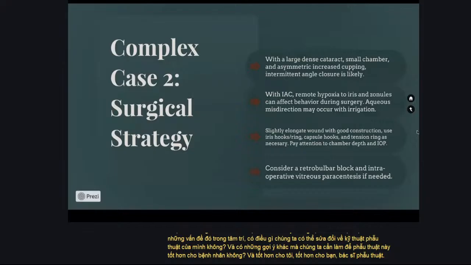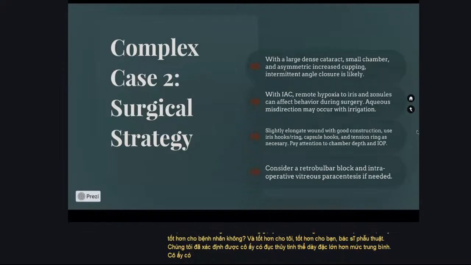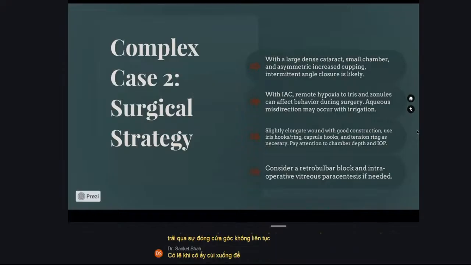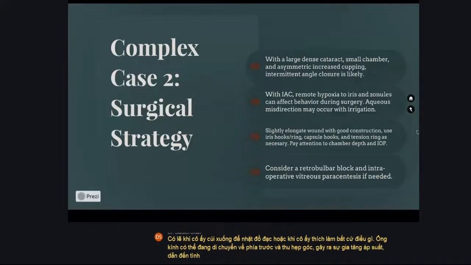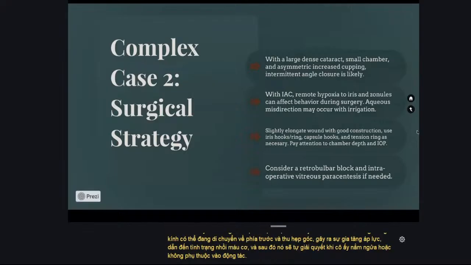So we've already established she has a larger than average, dense cataract. She has a small chamber and this asymmetric increased cupping in that eye. Likely, she has been experiencing intermittent angle closure. Perhaps when she bends over to pick up things, or if she's prone for anything, the lens might be moving forward and closing the angle, causing an increase in pressure, leading to cupping, and then it resolves when she is supine or just not dependent on the eyes.